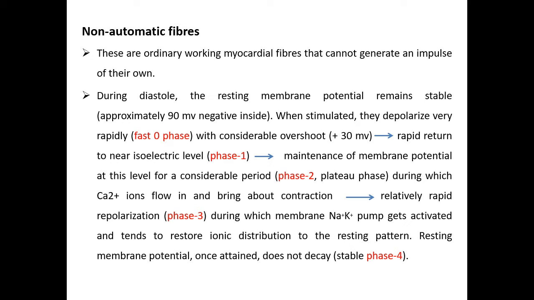Once the resting membrane potential is attained, it does not decay, and that phase is called phase 4. So in non-automatic fibers, phase 0 is depolarization, followed by phase 1, a rapid return to the isoelectric level, then phase 2, in which there is calcium intake, then repolarization in phase 3, and in phase 4 the resting membrane potential is attained.